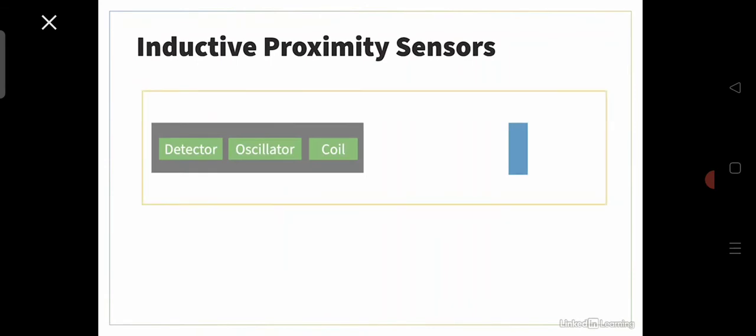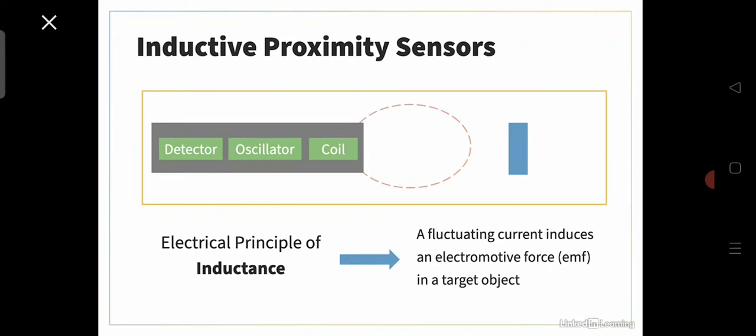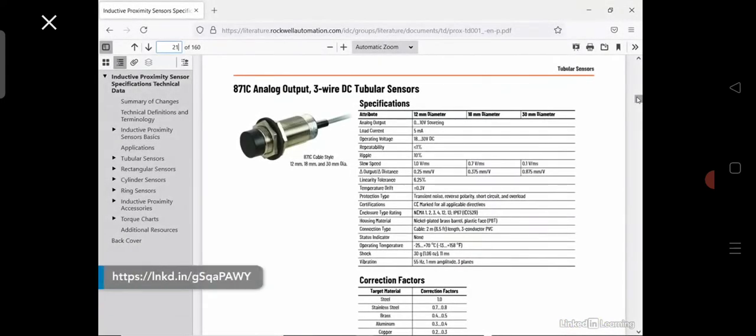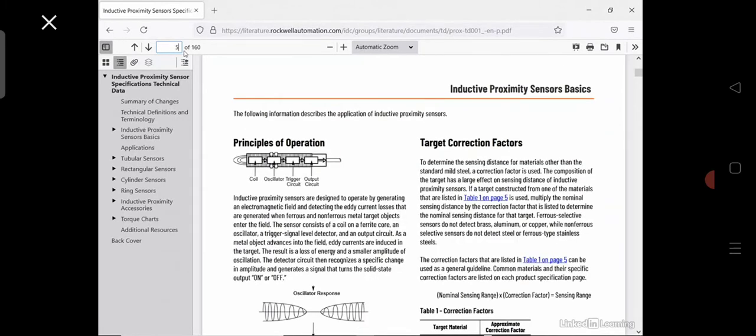And this is in general a demonstration of the operation of inductive proximity sensors under the electrical principle of inductance. That is, a fluctuating current induces an electromotive force in a target object. Usually, it is shown in the datasheet if this is an analog or digital inductive proximity sensor. This is an example of an analog sensor giving an output of 0 to 10 volts. And in the same document, it also shows a summary of the operating principle of inductive proximity sensors.